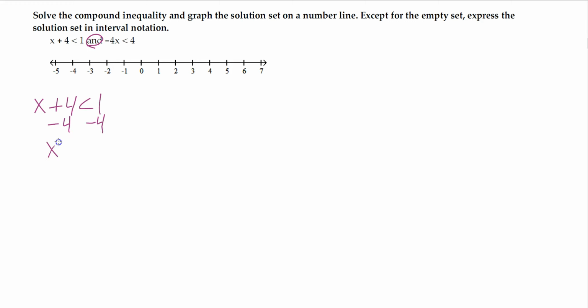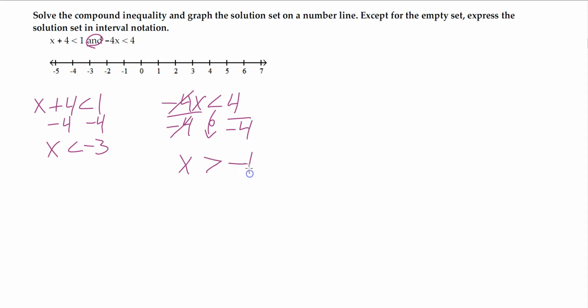Done. Our second inequality is negative 4x less than 4. This was a little trickier because when we divide by negative 4, dividing or multiplying by negative numbers, we have to switch the inequality. So we have x is greater than negative 1.